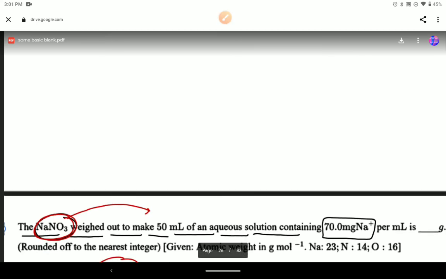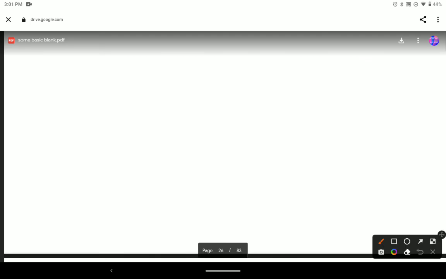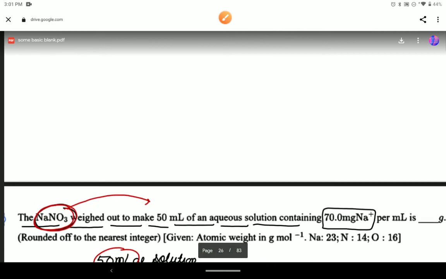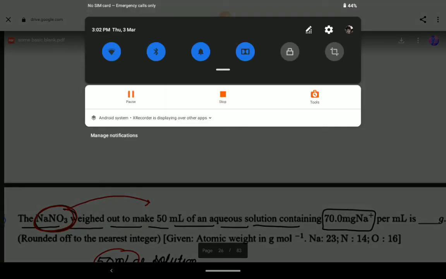Okay, that means 50 ml. Give me a minute. This got stuck. What happened?